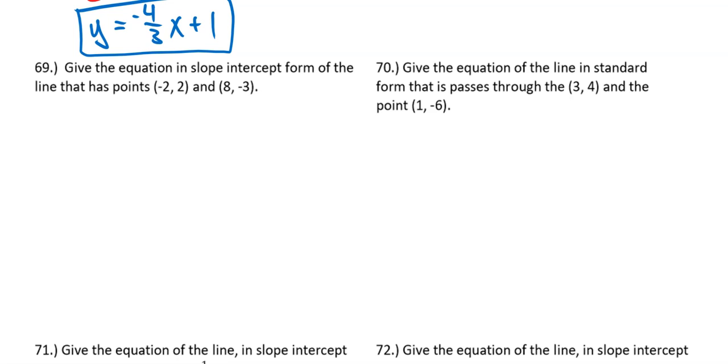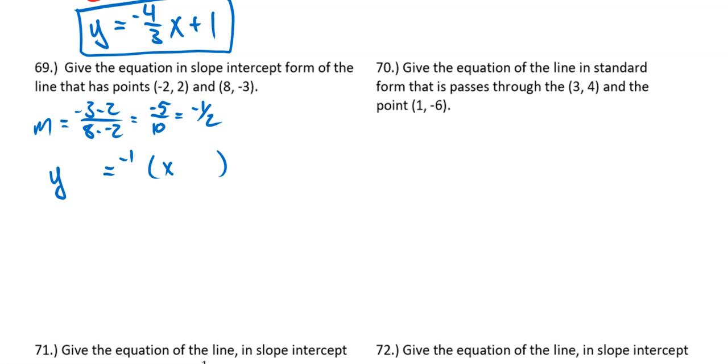So once again, slope-intercept form, I don't have the slope or the y-intercept, but I can get the slope. And I'm given 2 points, so I'm still going to do point-slope form. So let's find the slope. Again, if I do my -3 minus the 2 over the 8 minus a -2, that's a -5 over 10. So that's a -1/2, so that's my slope. And now I go to point-slope form.